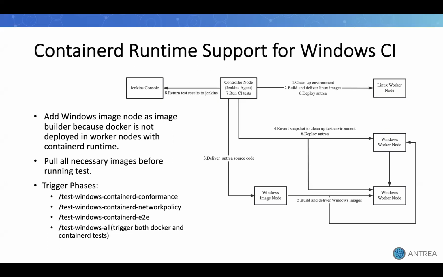You can see at the lower left, we have 3 new trigger phrases for E2E, conformance, and network policy on the Windows testbed. After Antrea 1.10, developers can trigger Windows containerd tests with these 3 trigger comments. Another thing I want to highlight is that the test Windows all command will trigger all Windows CI jobs, including Docker and containerd test jobs, after Antrea 1.10.